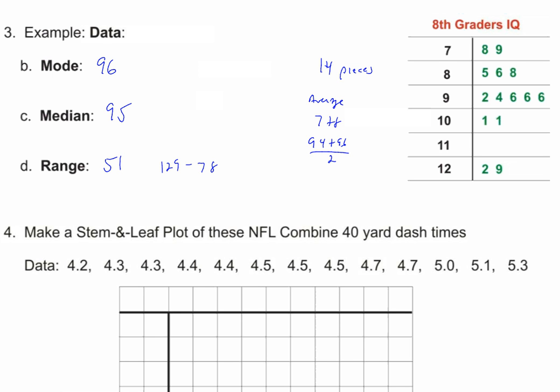51 is the range. The median should be 95. There are 14 pieces of data. Therefore, you have to average the middle 2, which is the 7th and the 8th. Now, be careful the way you count in. The lowest is the 78, then the 79, then the 85, the 86, the 87, the 92, the 94 is the 7th, and the 96 is the 8th. And those average to a 95.